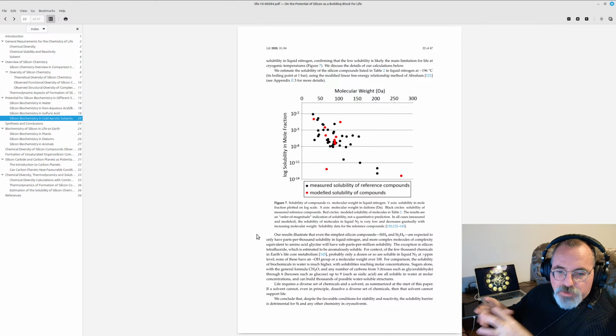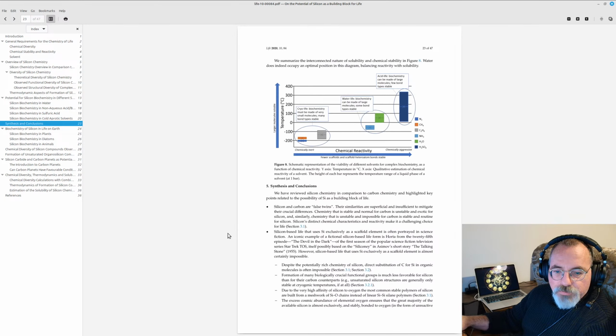We conclude that despite the favorable conditions for stability and reactivity, the solubility barrier is detrimental for silicon and any other chemistry in cryosolvents. We summarize the interconnected nature of solubility and chemical stability in Figure 8. Water does indeed occupy an optimal position in this diagram, balancing reactivity with solubility.